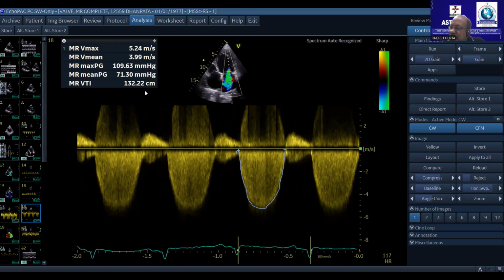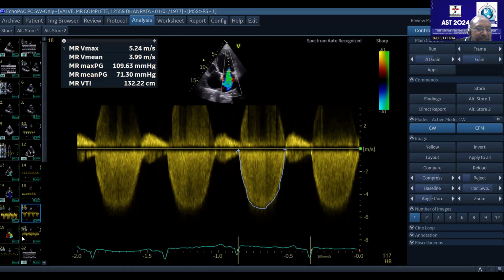So this was 0.56 into 0.56 into 2 into 3.14. That was 2 pi r square, into velocity of aliasing, which was 31, correct? And then we divided by 5.24 multiplied, further divided by 132. So this is the formula, and that's the number of times we end up losing our values in the calculation of regurgitant volume by the PISA method.